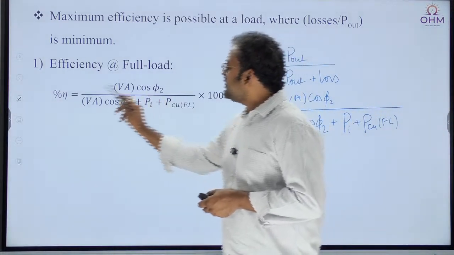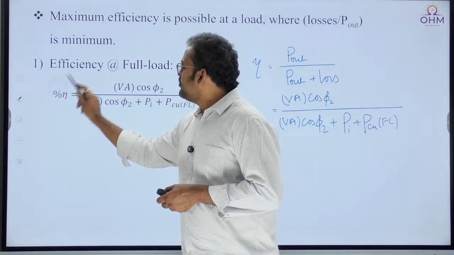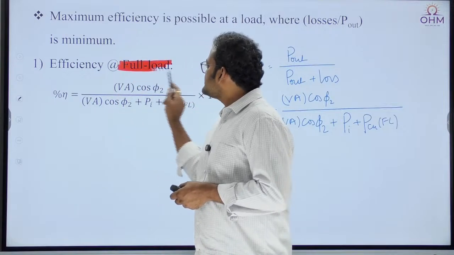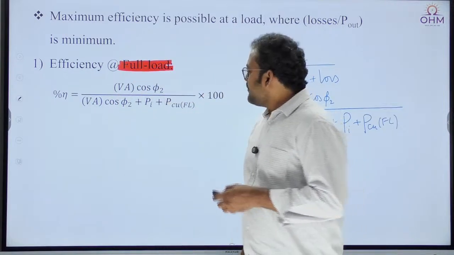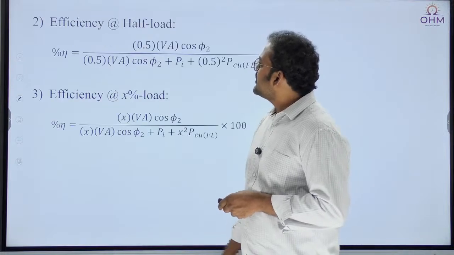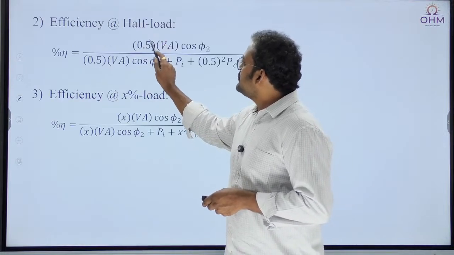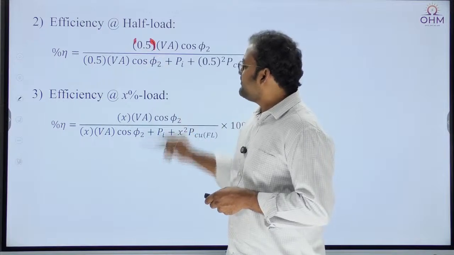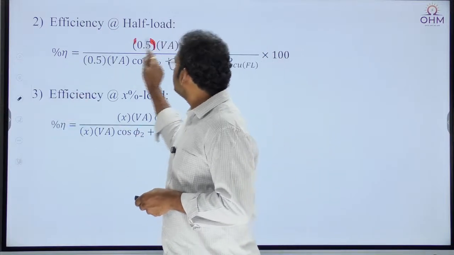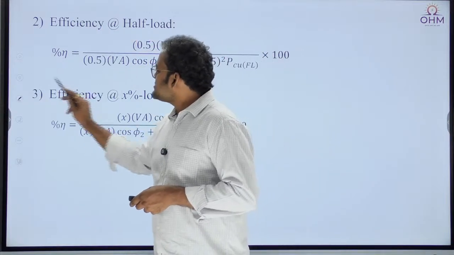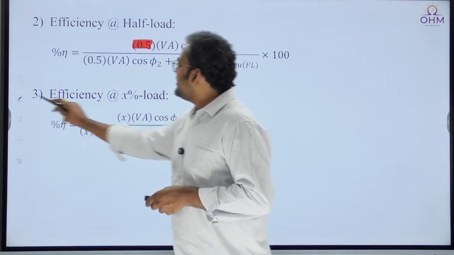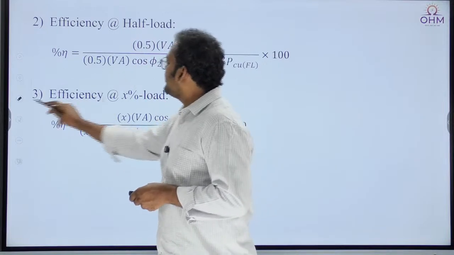And most importantly, this is the efficiency at full load, guys. Efficiency at full load. Suppose it is at half load. Half load means, yes, you need to multiply that VA rating with 0.5. Let me change the color. Yes, if it is half load, that VA rating must be multiplied with 0.5.